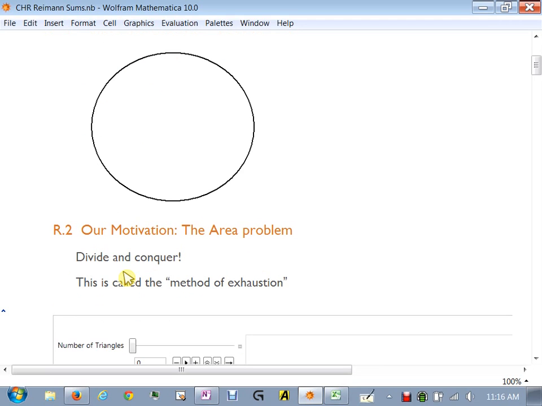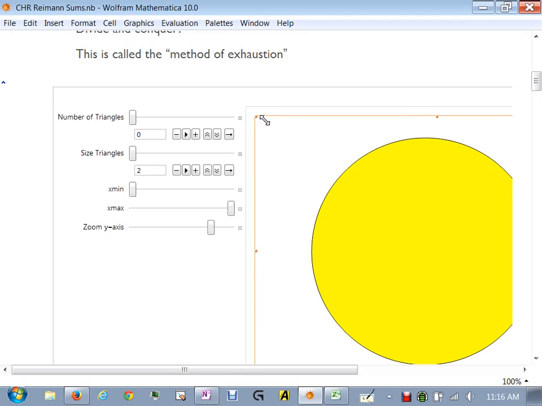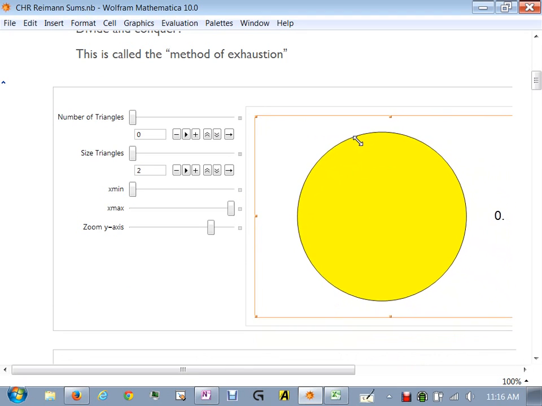So we're going to approach it with a divide and conquer approach, called the method of exhaustion. So imagine taking a circle, let me make this a little smaller. This number over here is going to represent the area that I'm approximating of this circle. Right now, I've done nothing.